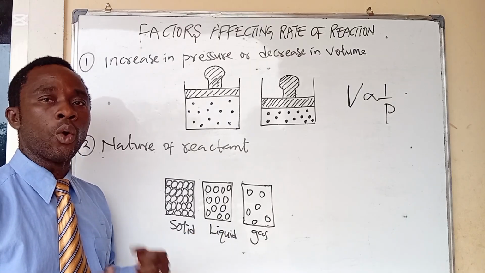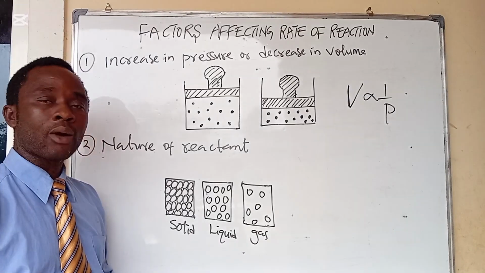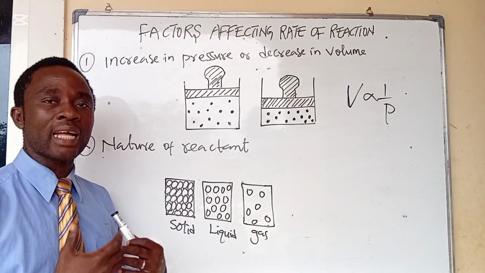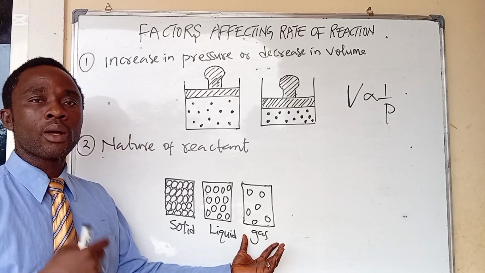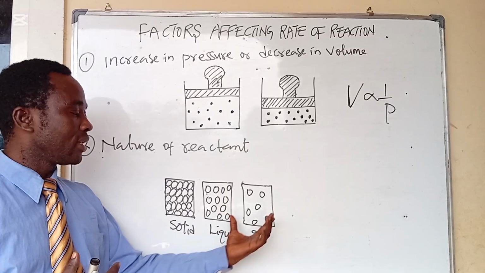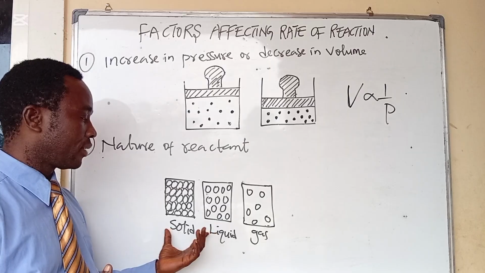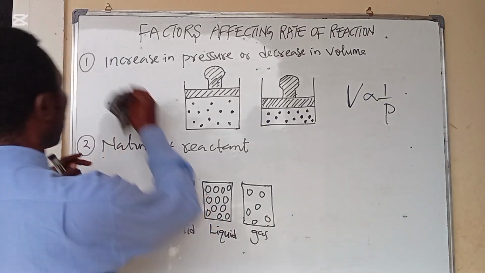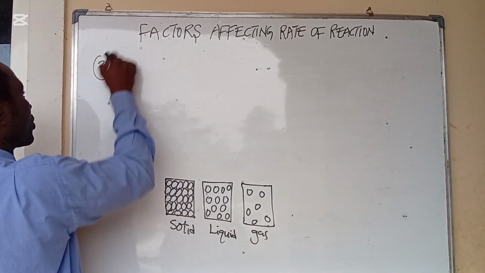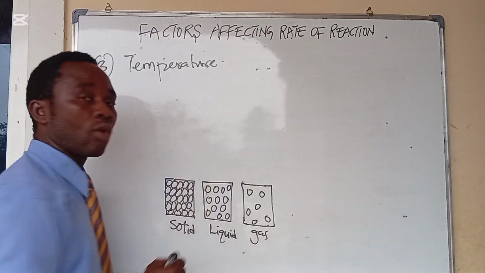collision is also frequent because they move more, so they can collide more with each other. And according to collision theory, the more the number of effective collisions, the faster the rate of reaction. So gas particles collide more than liquid, while liquid collide more than solid. That is why the rate of reaction is fastest in gas, followed by liquid, then solid. Now number 3 that we have here is temperature. Temperature also affects the rate of reaction.